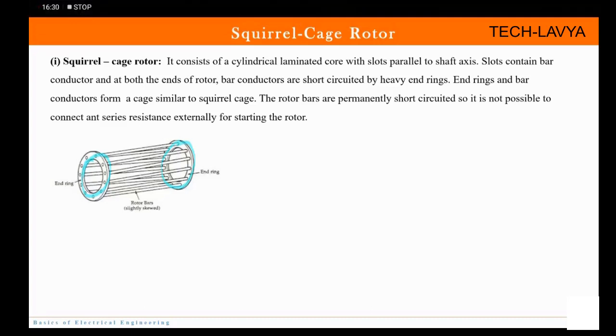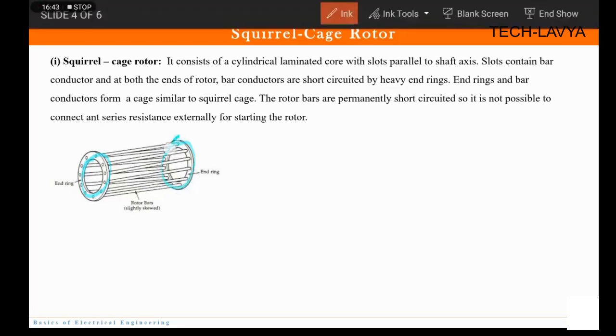Now these rotor bars are permanently short circuited. Otherwise they cannot hang in air. So to provide mechanical strength, these end rings are connected at both the ends. Okay, like this. So you cannot disconnect it whenever you want. They are permanently connected. So now what is the problem?